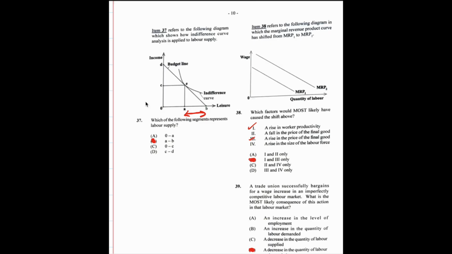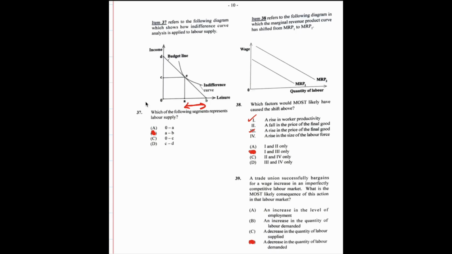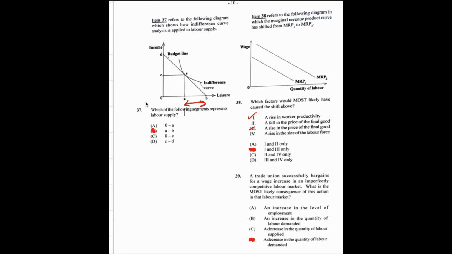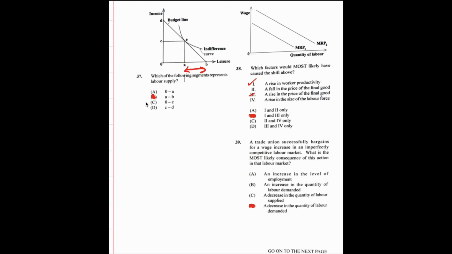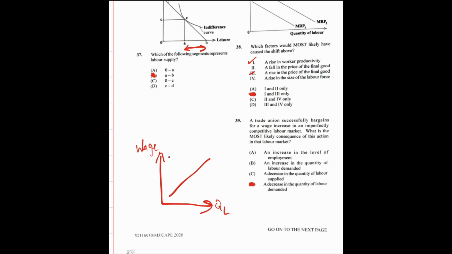39 says, a trade union successfully bargains for a wage increase in an imperfectly competitive labor market. What is most likely the consequence of this action in the labor market? That would be D, an increase in the quantity of labor demanded. Again, we're going to do a quick sketch. So this will be wages, this will be the quantity demanded and supplied of labor. Sorry, we're going to make our quick demand for labor and supply for labor.